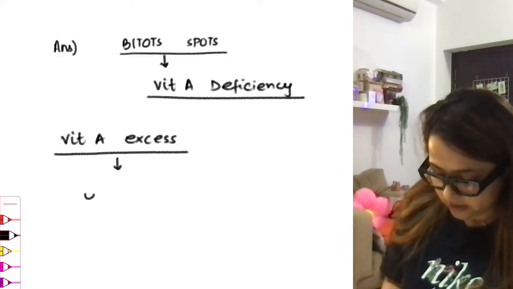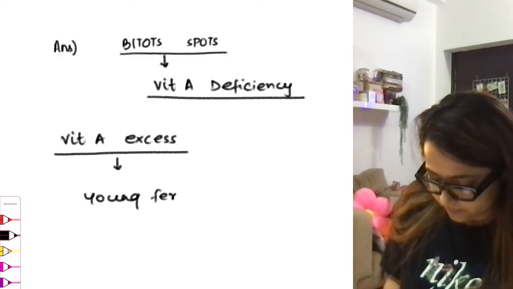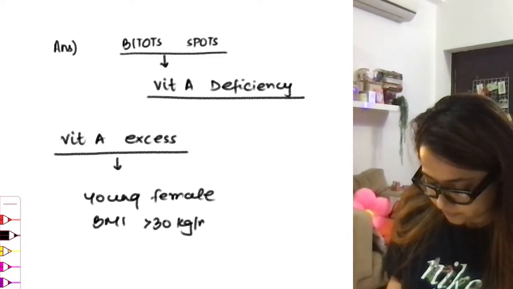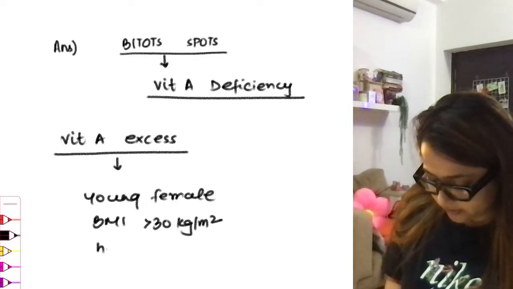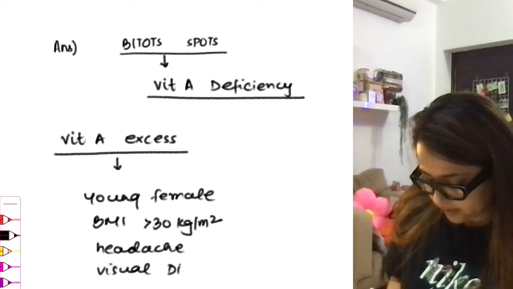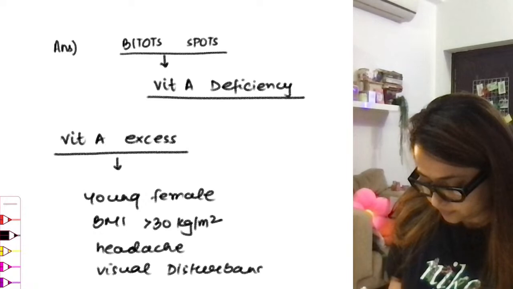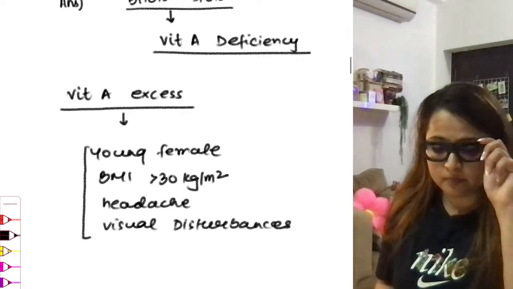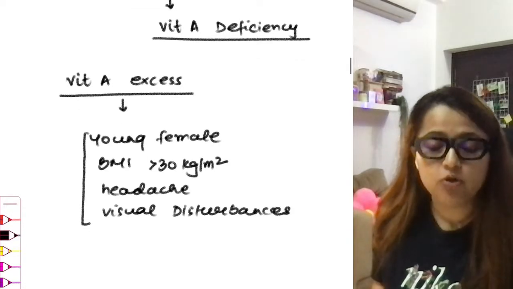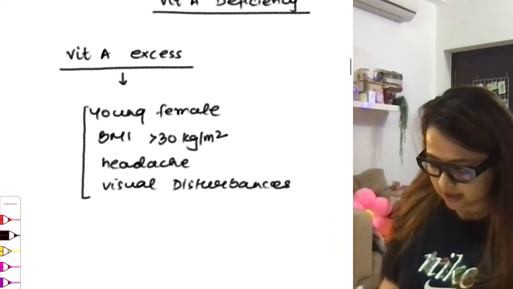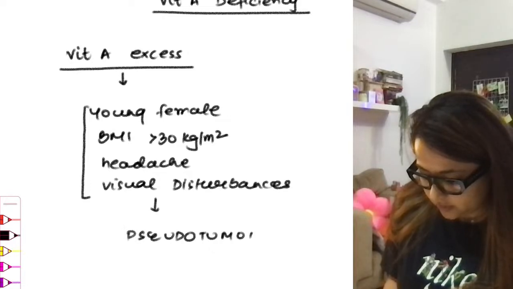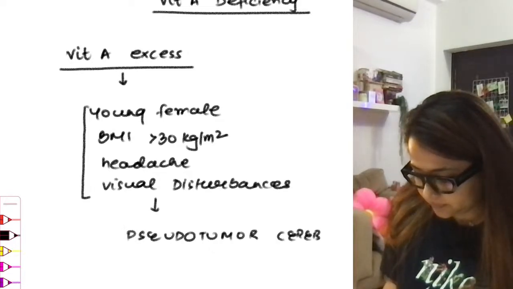I'll give you a hint. A young female having BMI more than 30, coming to the clinic with complaints of headache and visual disturbances. If such a patient is coming to you, what can you think about? Yes, Swatantra, you gave the right answer. Exactly, this is a case of pseudotumor cerebri.